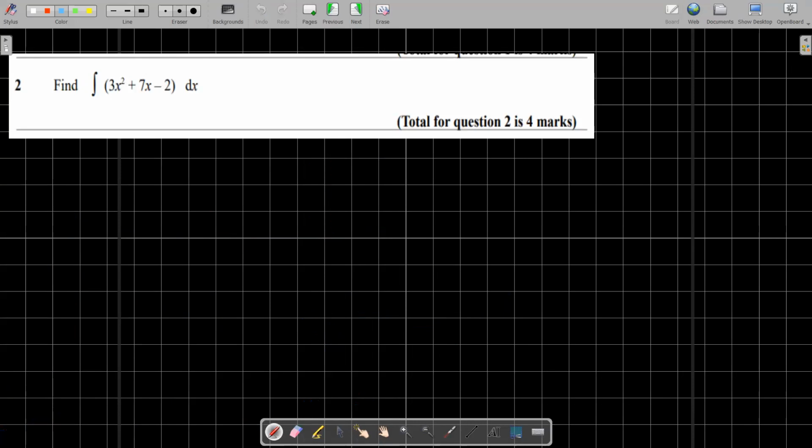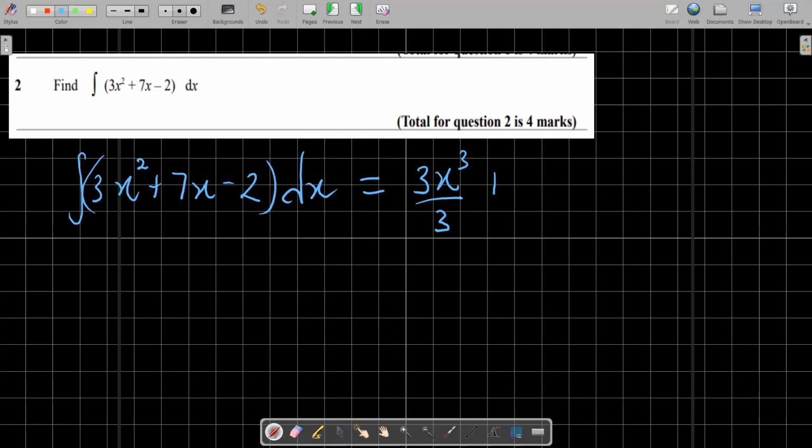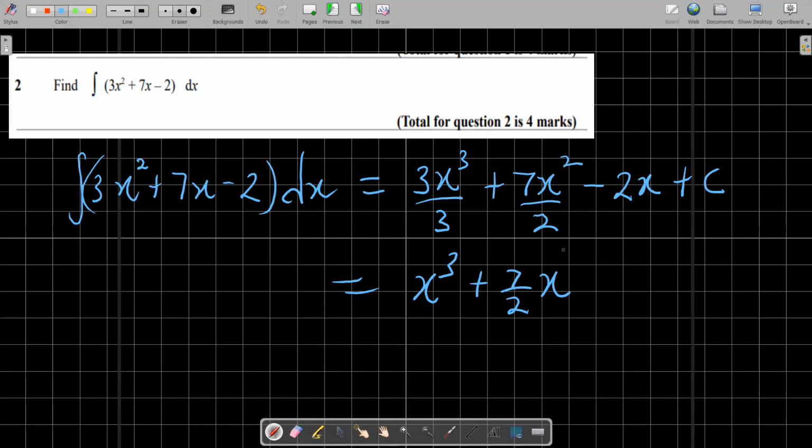Question 2 says, integral is pretty much the same thing. Integral of 3x squared plus 7x minus 2 dx. This is the same as integrating 3x squared, which is 3x raised to the power of 3 divided by 3, plus integrating 7x, which is 7x to the power of 2 divided by 2, minus integrating 2, and then you get 2x. Remember, plus a constant c. And this finally gives, after simplification, x raised to the power of 3 plus 7 over 2 x to the power of 2 minus 2x plus a constant c. As simple as this, very direct.